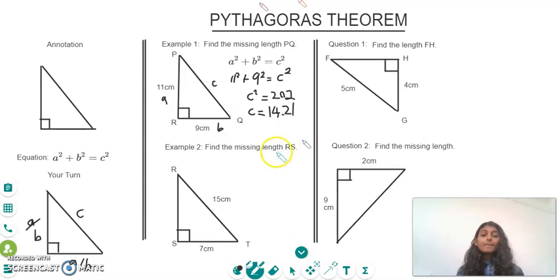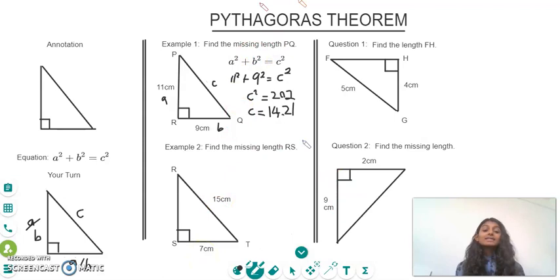Looking at the second example, find the missing length RS. So the two principles we need to check again: is this a right angle triangle? Yes, it is, because RS, the vertical line, is perpendicular to the horizontal line ST, making a right angle triangle. Perfect, that's ticked off. The second one: is there a missing length? Now the question states that, but can you see that in the diagram? Yes, there is. RS has no length value whatsoever, whereas RT does, it is 15, and ST is 7.